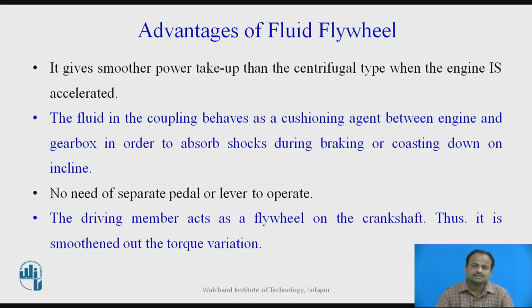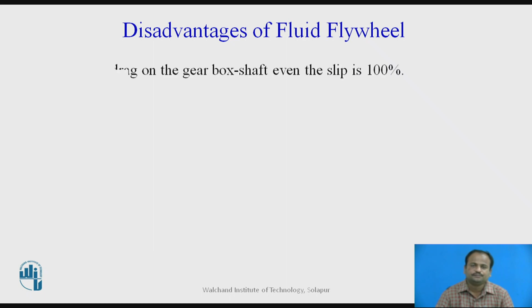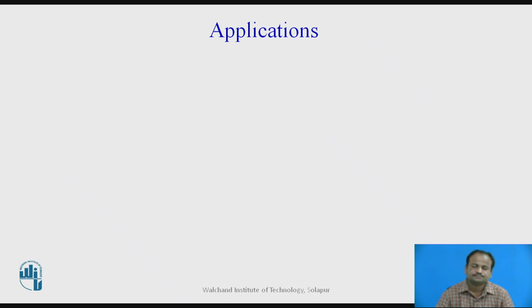The driving member acts as a flywheel on the crankshaft, thus smoothing out the torque variation. Disadvantages of fluid flywheel: there is a drag on the gearbox shift even when the slip is 100%. It makes gear changing difficult with the ordinary crash type gearbox. So the fluid flywheel is generally used with an epicyclic gearbox, which avoids this difficulty.